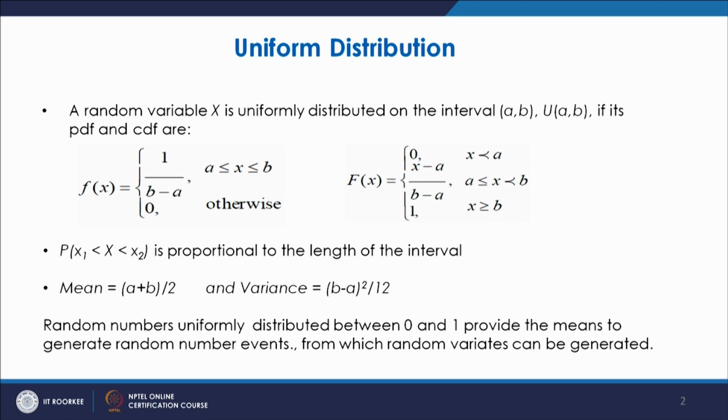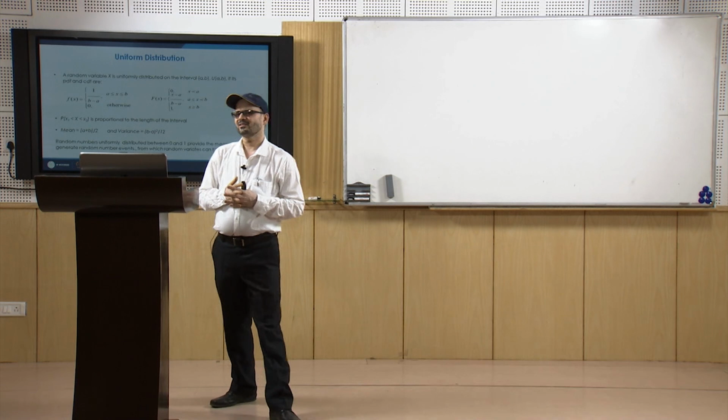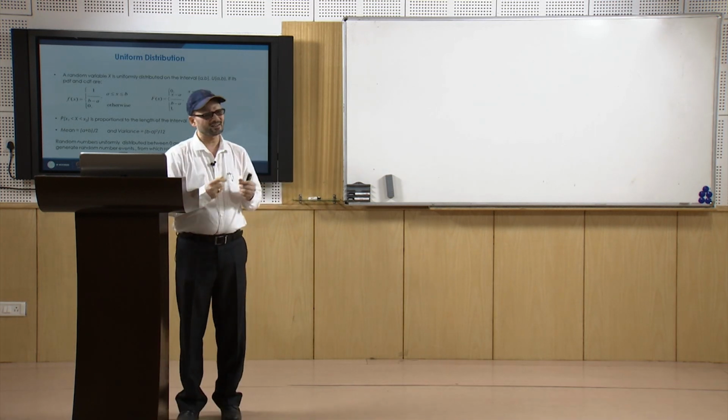Now, what we see is that probability is proportional to the length of the interval. In the case of the uniform distribution, you have extreme values a and b. The mean is (a plus b) by 2, and then you will have the variance, which we calculate as the measure of dispersion. That is (b minus a) squared upon 12.